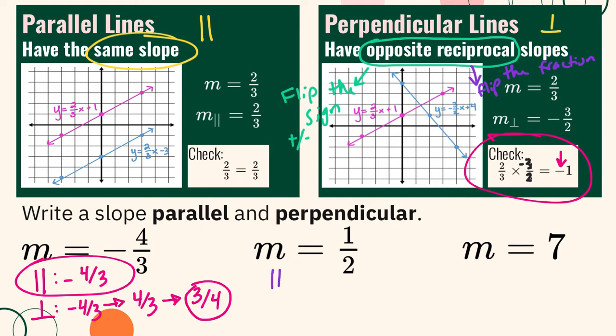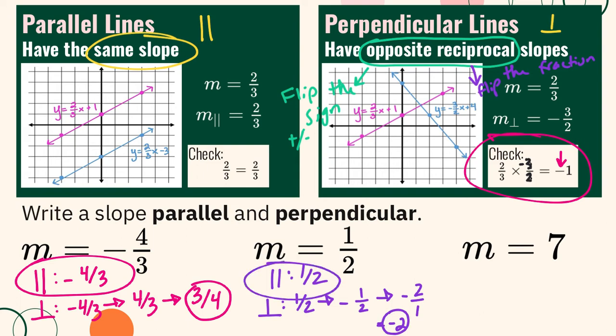Let's try again. So parallel slope, same thing. Perpendicular slope, take my original fraction, change the sign, so now it's negative, and then take the fraction and flip it. So -2/1, which equals just -2. And finally, my parallel slope is 7. My perpendicular slope, this is really a 7/1, so I can take that 7/1, make it negative because it was positive, and then flip it. So -1/7.